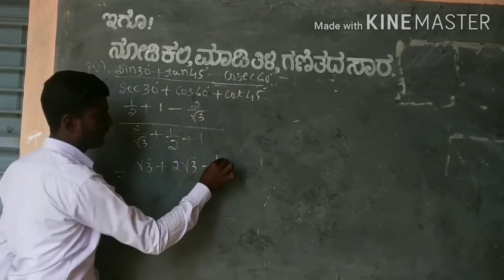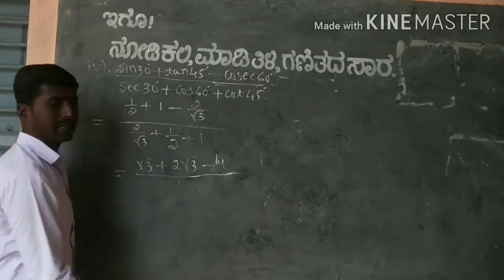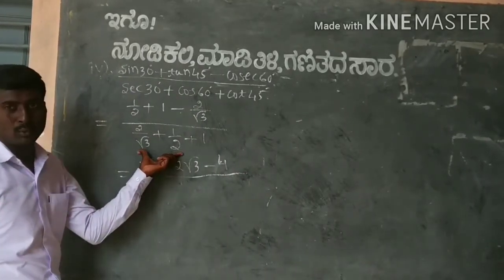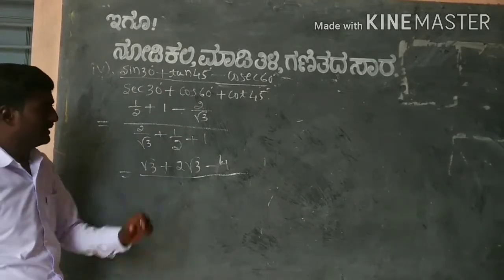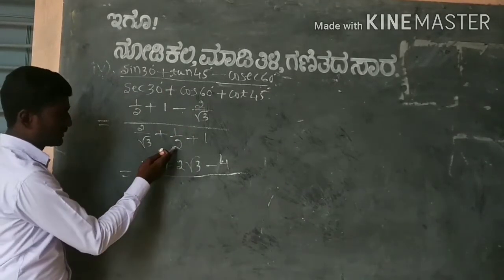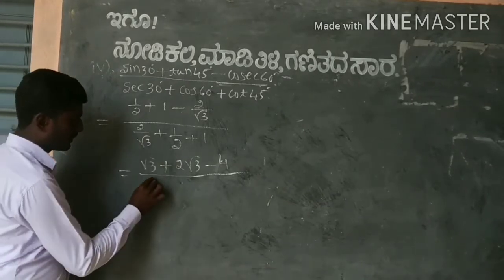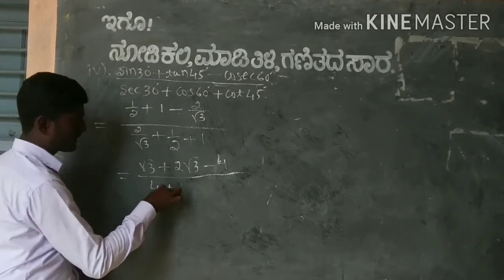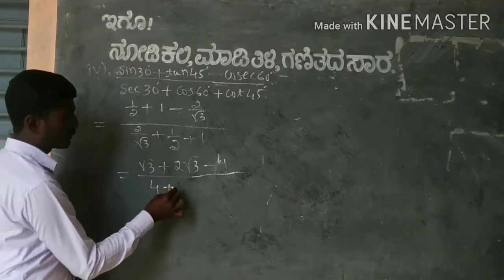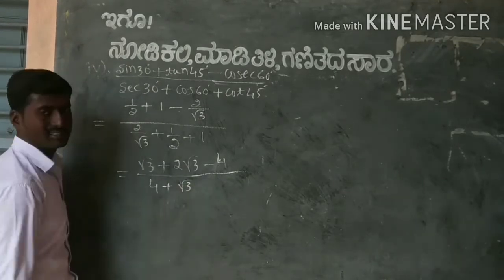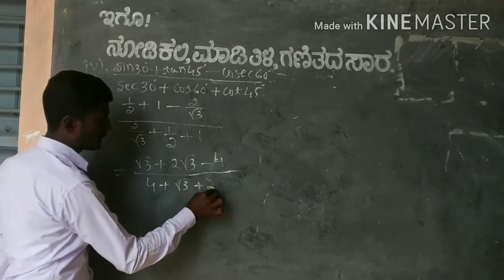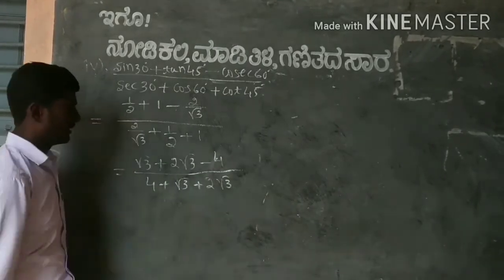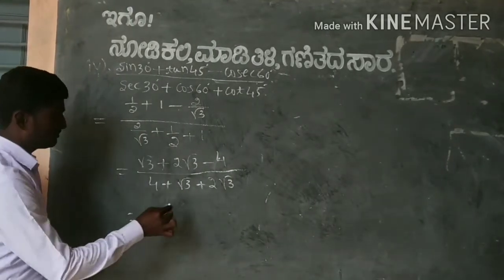So it is 4. Whole divided by, here also LCM is 2 root 3, here also LCM 2 root 3. 2 root 3 will get cancelled. Okay. So direct step I will write. So here I have to multiply by 2. 2 2s are 4 plus, here I have to multiply by root 3. Root 3 into 1 it is root 3 plus. Now here I have to multiply by 2 root 3. 2 root 3. Now this is equals to.